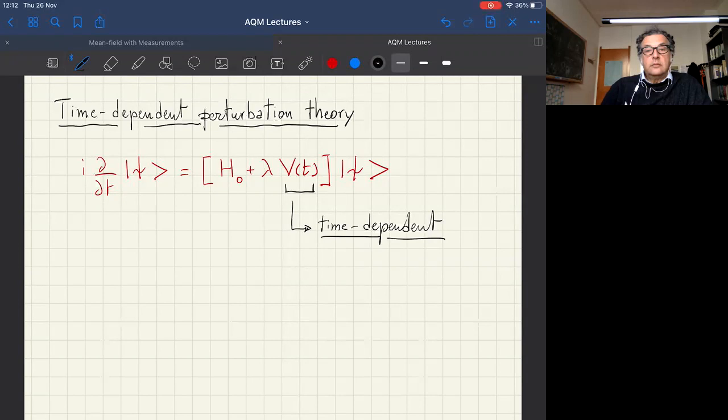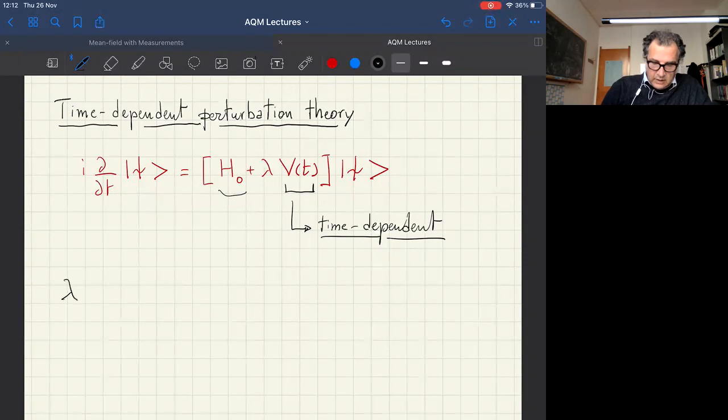So here the question is: can I construct a solution of psi using knowledge of H0? Okay, so a good approach might be to start with what we know for H0.